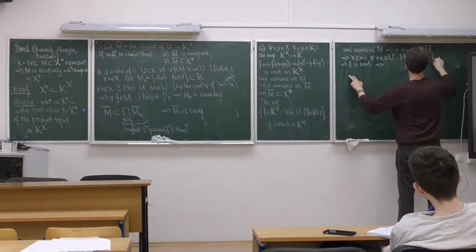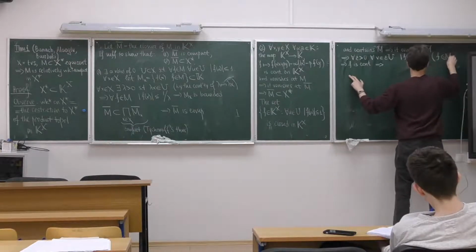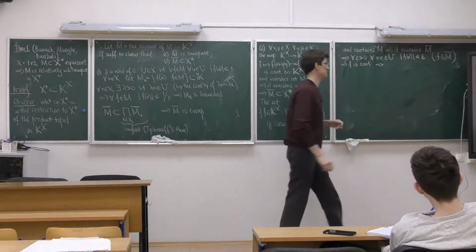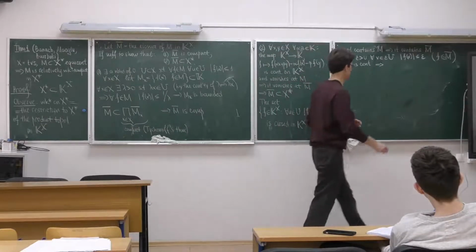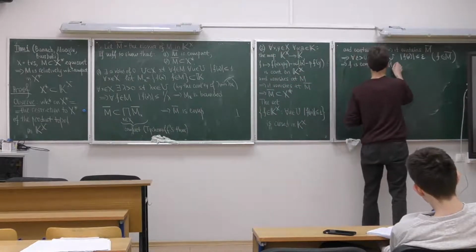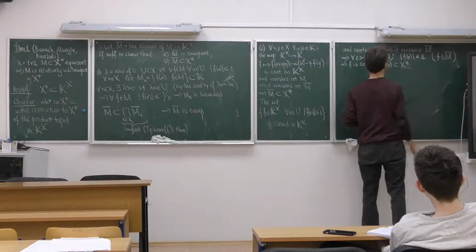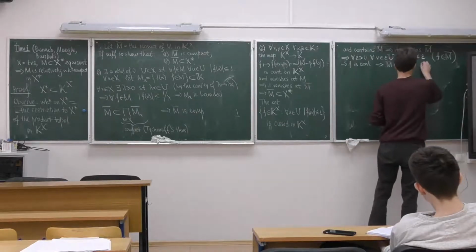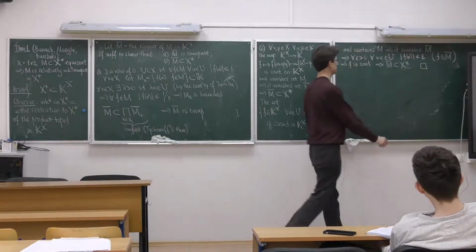Sorry, I forgot to say, this holds for any f in M bar. For any f in M bar. And so this implies that M bar is actually contained in X star. And this completes the proof.